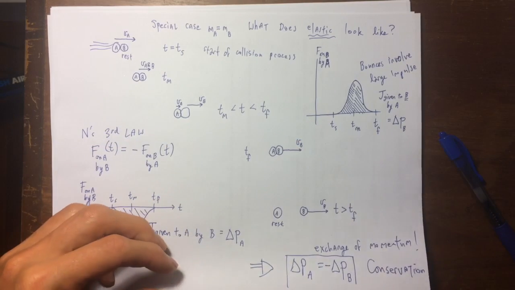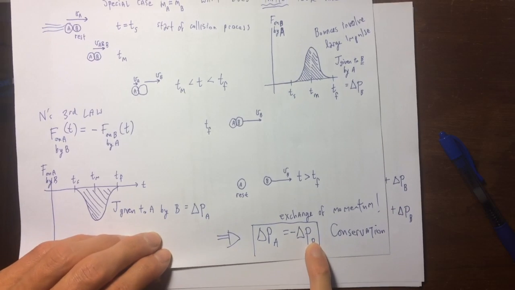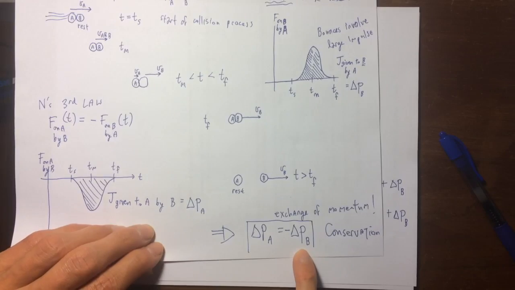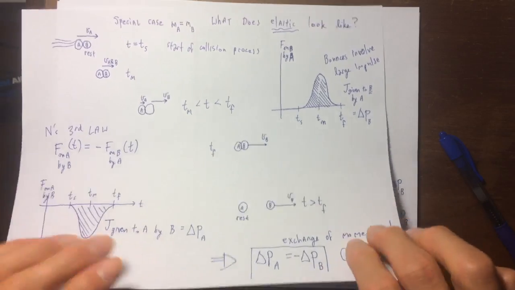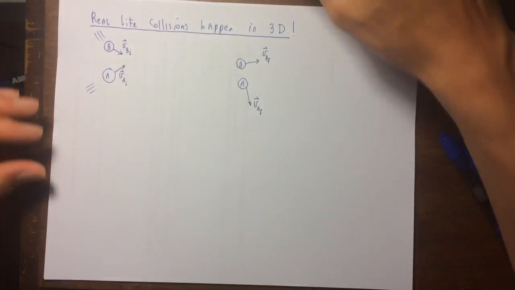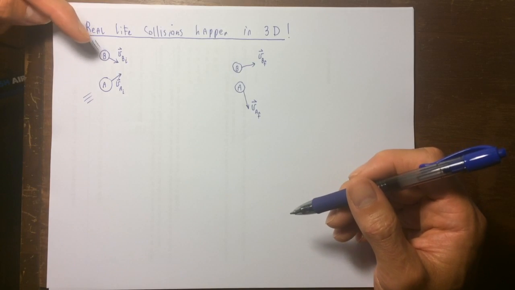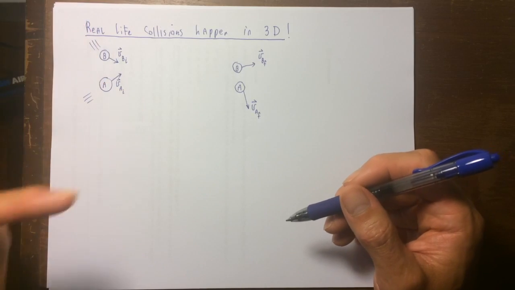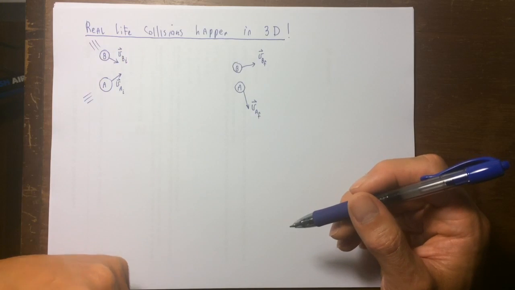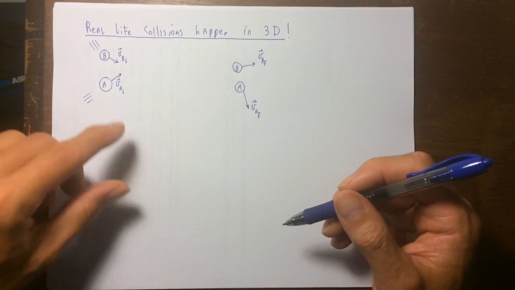And we get a really interesting thing: whatever the change in the momentum of one of the objects is in the x direction, the other object has exactly the opposite change in momentum in the x direction. But in real life, collisions happen in 3D. So in this case, I have an object B coming in from the upper left and an object A coming in from the lower left. I don't know what their masses are, but in general they can be different.